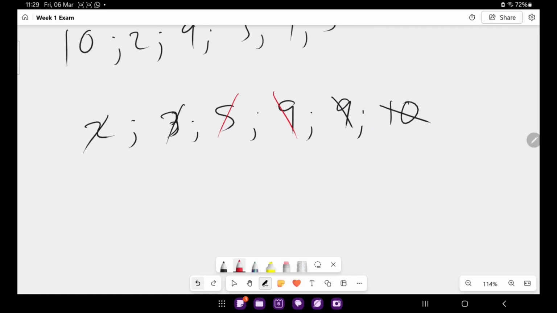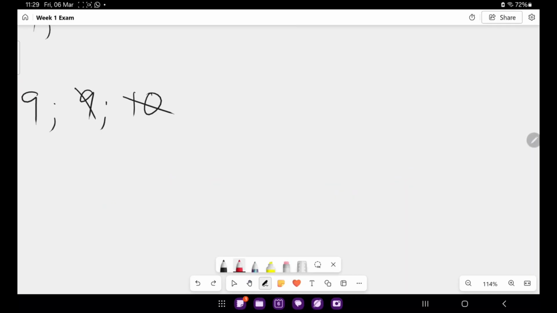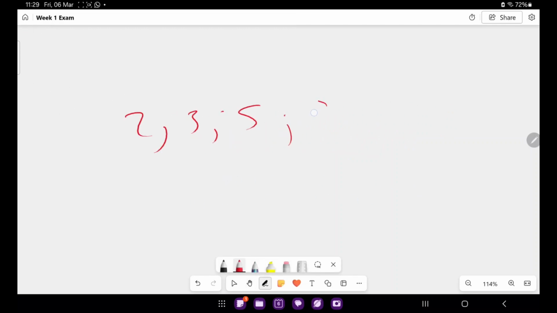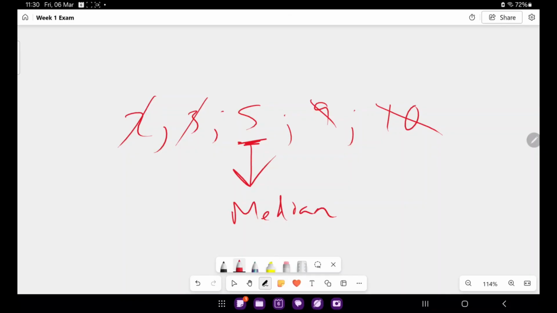So I'm going to give a separate example. Let's say I remove one 9. So it's 2, 3, 5, 9 and 10. So usually it should look like this. You cancel 10 and 2, cancel 3 and 9, then you should be left with a number in between. So this automatically becomes your median.